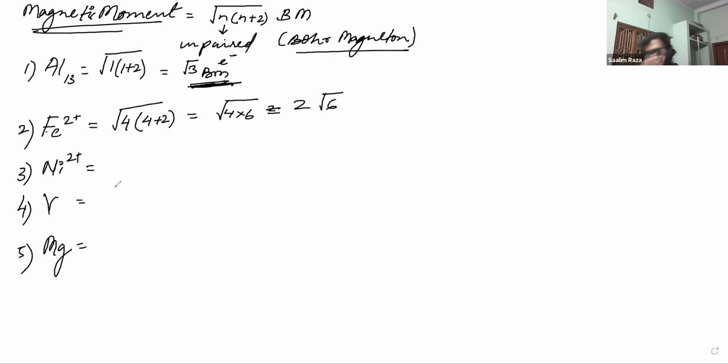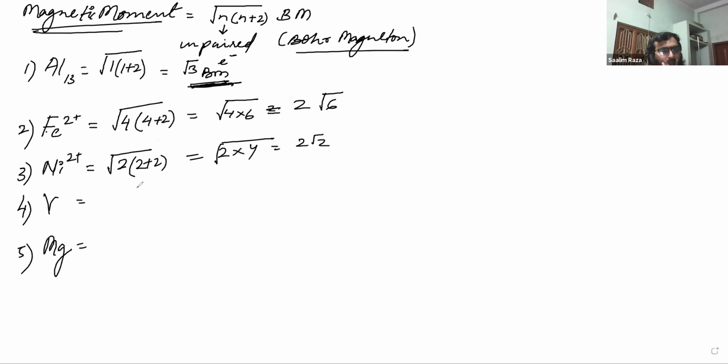So for nickel, we had 2 root 6. Then 2 plus 2, now this will be equal to root 8. Now this will be 2 root 2.